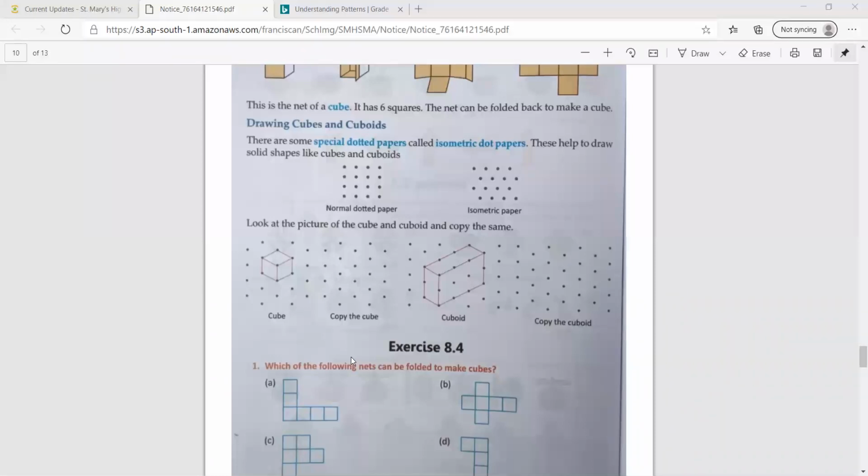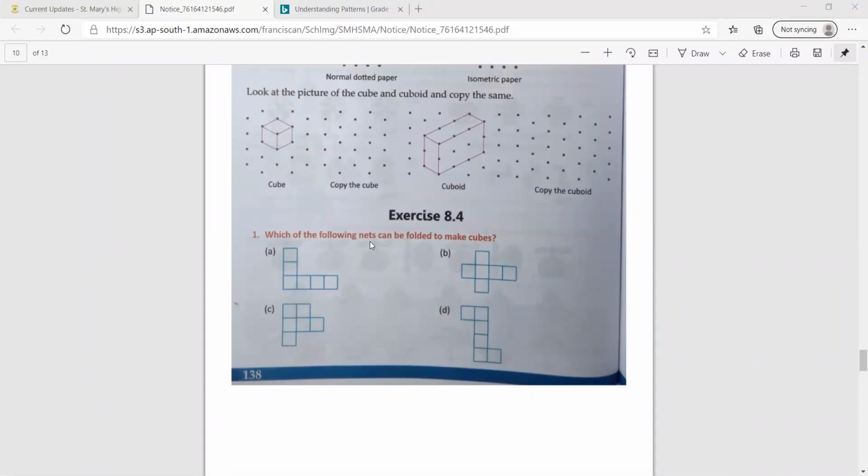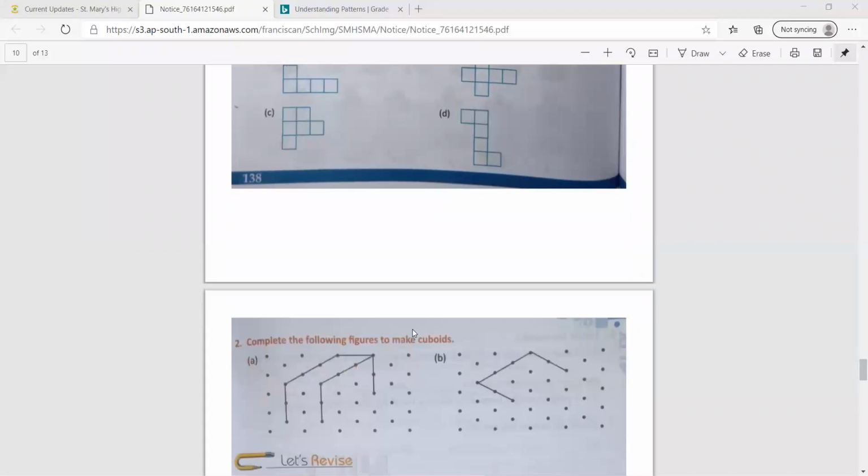Then here is something that you will have to do. Which of the following nets can be folded to make cubes? So first of all, you will have to cut out these type of shapes. So again, on a paper, you'll have to make such squares and then cut it out and then fold wherever this line is. And then you try and make a cube with it. If a cube is possible, then the answer is yes. So you have to tell whether it is a net of a cube. So whether you can make a cube with this, with this, with this, with this, that is what you have to find out by drawing and cutting it out on the paper.